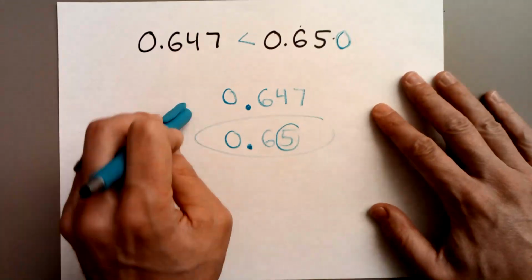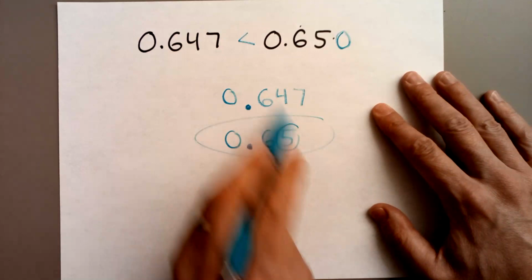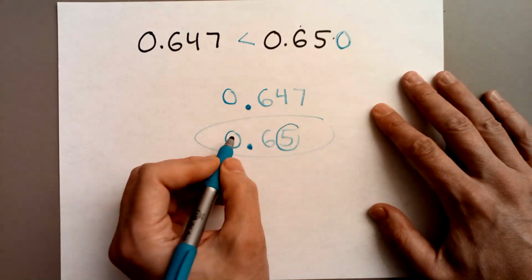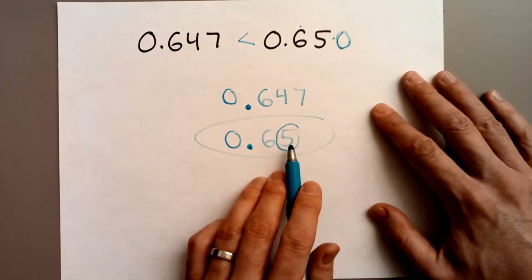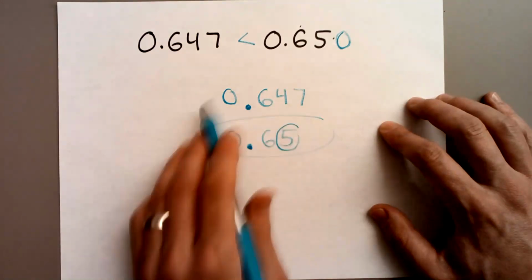All right, to compare decimals, stack them, align those place values, and then just go from largest to smallest place value to see which place one of the numbers has a larger digit.